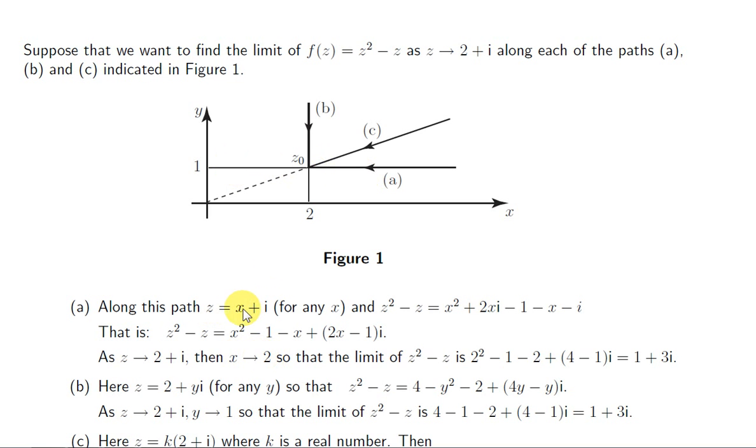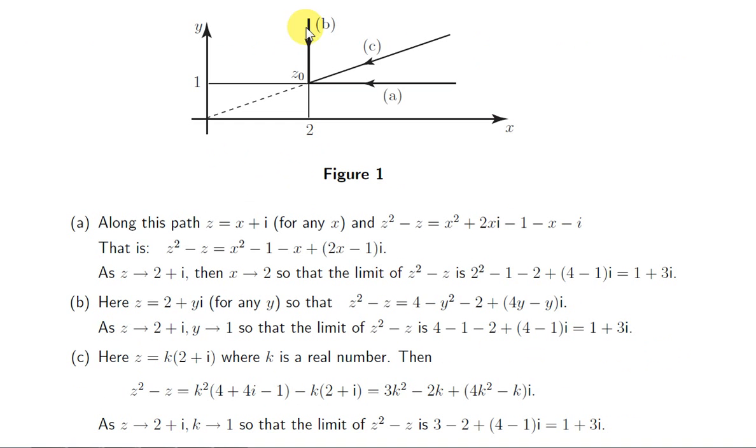So if we want z, which is x plus i, to approach the limit z0, which is 2 plus i, we just have to let x approach 2. So we just have to take the limit of this expression here as x approaches 2. Now this is actually a continuous function of x, so we can just plug 2 in for x in this expression here. And if we work out all of this, we end up getting 1 plus 3i, which is what we get if we just plug in 2 plus i directly into z squared minus z.